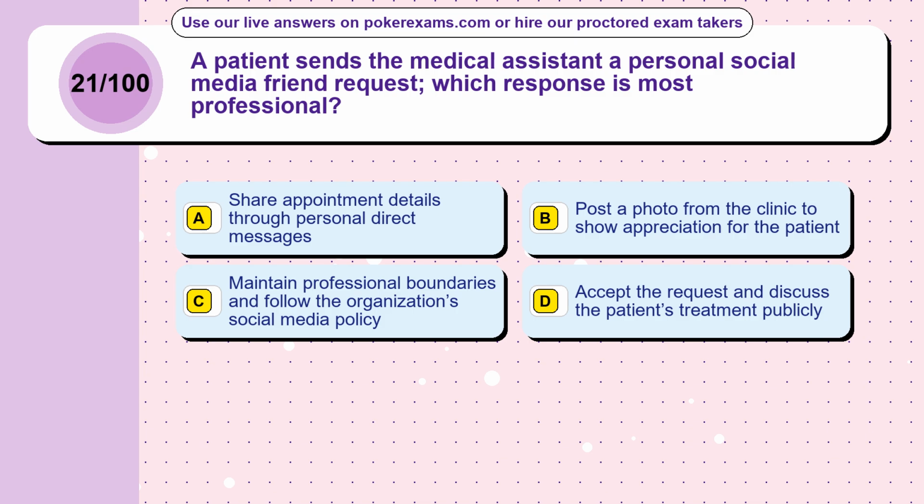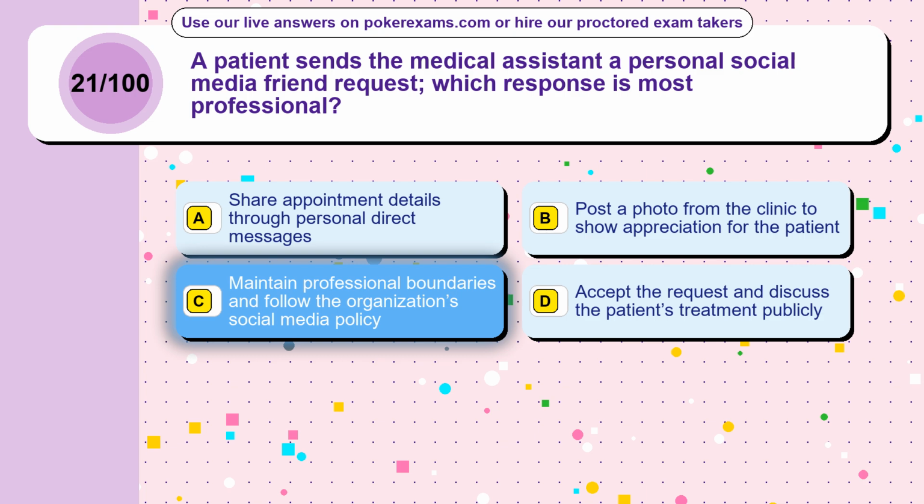Option A. Share appointment details through personal direct messages. Option B. Post a photo from the clinic to show appreciation for the patient. Option C. Maintain professional boundaries and follow the organization's social media policy. Option D. Accept the request and discuss the patient's treatment publicly.